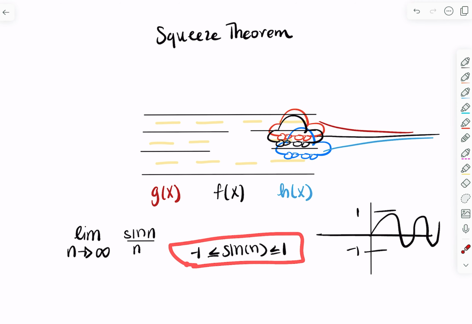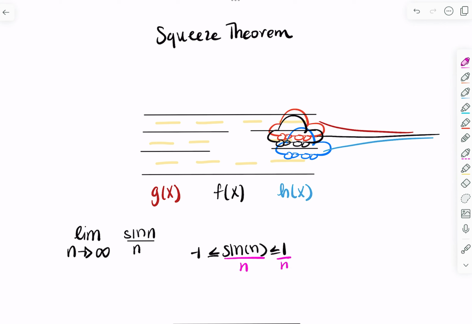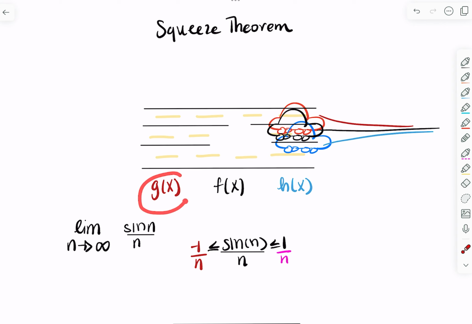So I have this fact, but it's not really useful to me because what I want in between is this. So I just asked myself, how can I get this to look like this? Well, I would just have to add whatever's missing, and that's the division by n. But whatever I do to one side, I have to do to all of them. And so then now I have the same things. You're just dividing by the same thing. It's still going to be proportionally the same. And now you have your function f of x in between, or in this case f of n, and then you have -1 over n on the left, and you have +1 over n on the right.